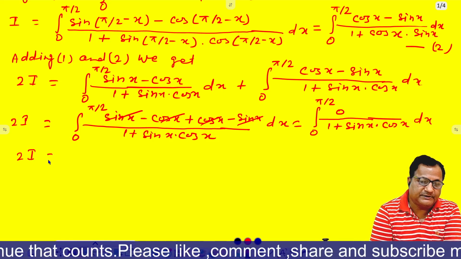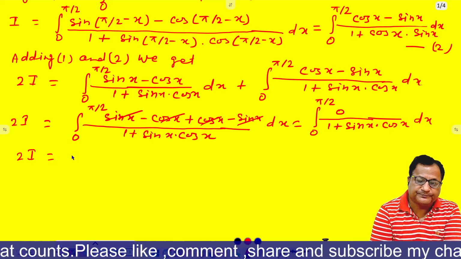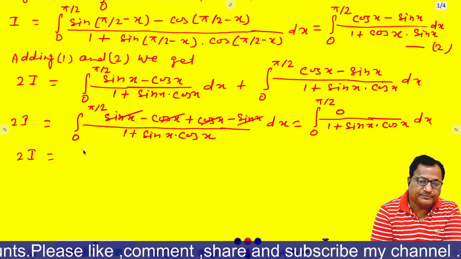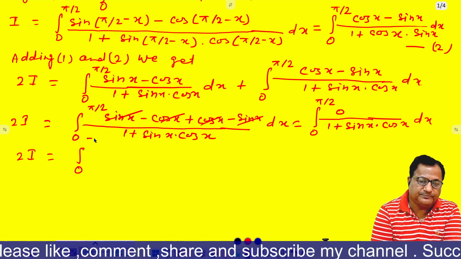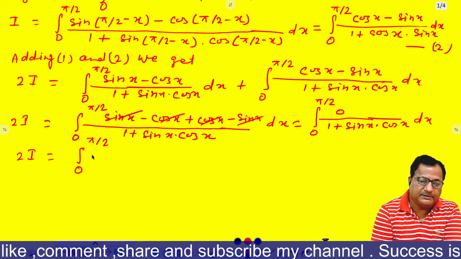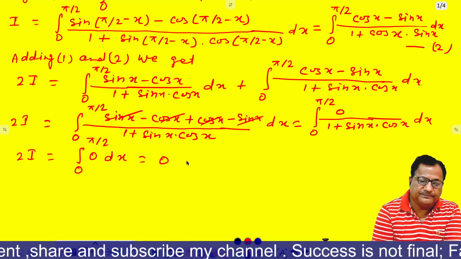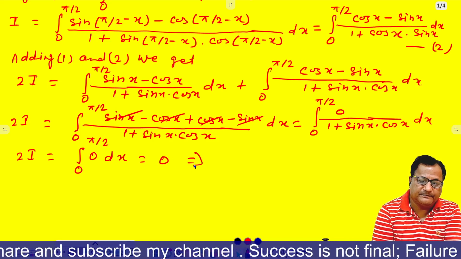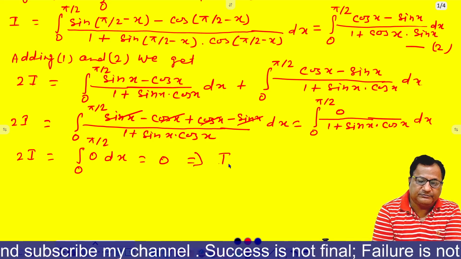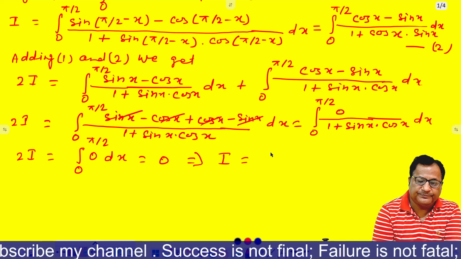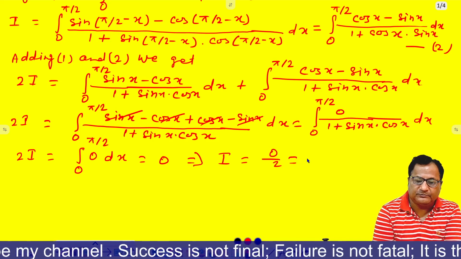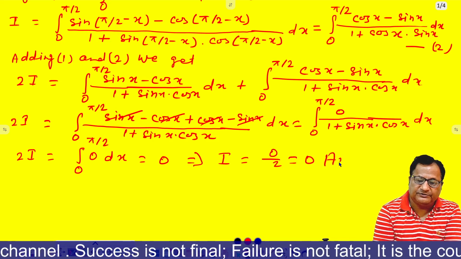2I is equal to then the integral from 0 to pi by 2 of 0 dx, so this will be 0. Therefore I is equal to 0 by 2, which is equal to 0. This is the answer.